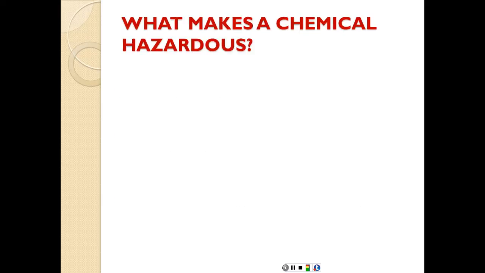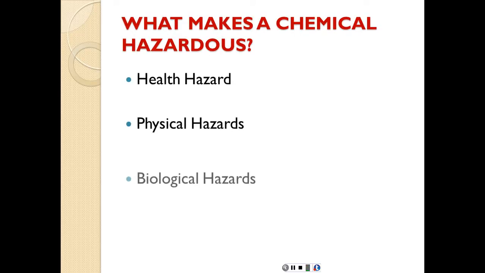So what makes a chemical hazardous? Why would it be hazardous in general? It's if it becomes a health hazard or a physical hazard or a biological hazard. So these are the 3 different types of hazards that can make a chemical hazardous.